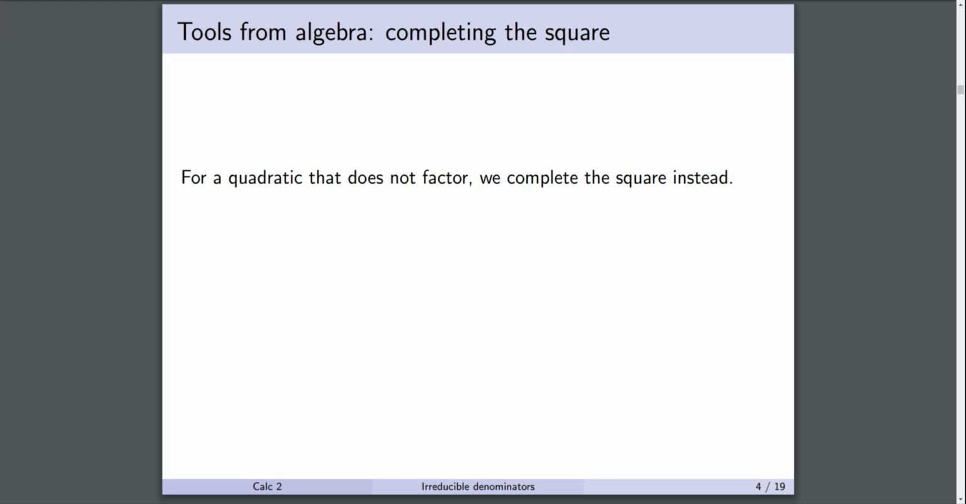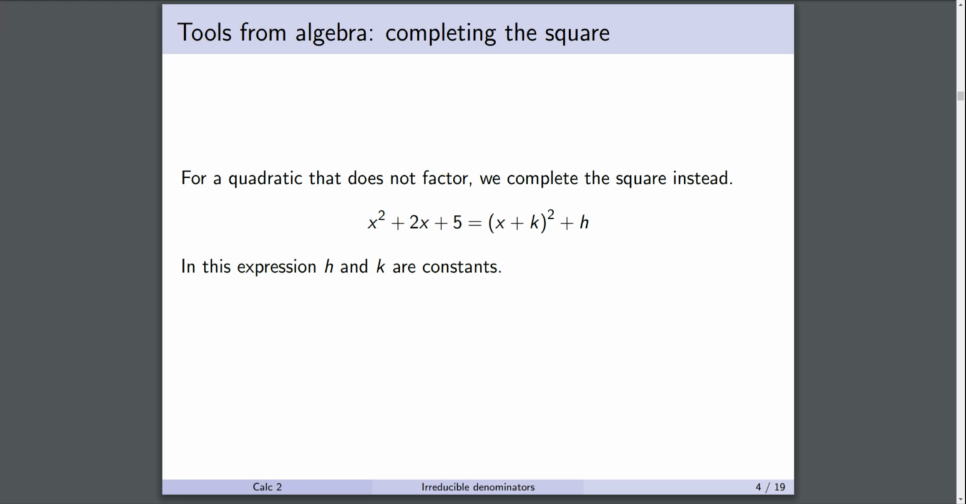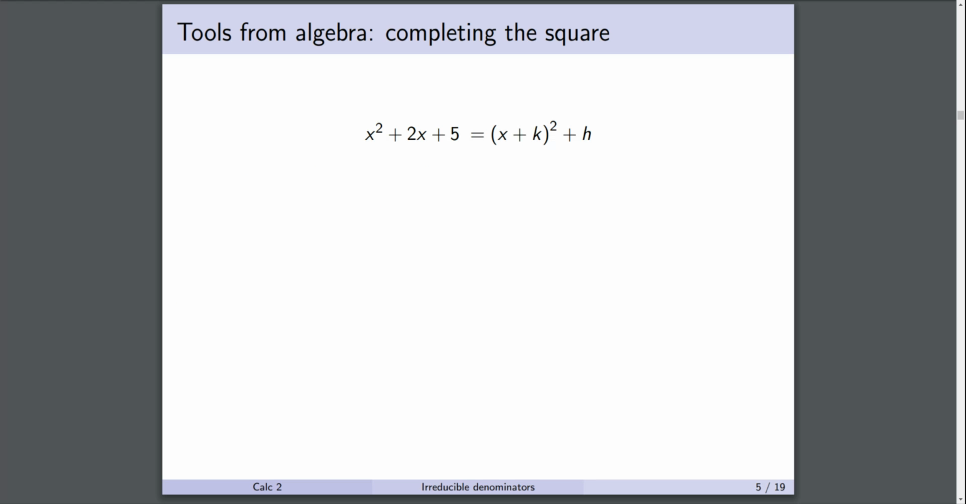The final idea that I want to review is completing the square. So if we have a quadratic function that doesn't factor, this is how we do it. I'm going to take my quadratic and rewrite it in the form that you see on the right-hand side: (x + k)² + h. And in this expression, h and k are both constants. The name of this process, completing the square, well, we have a function being squared. And so we would call that piece of our problem a perfect square. This is something that you learned how to do in algebra class.